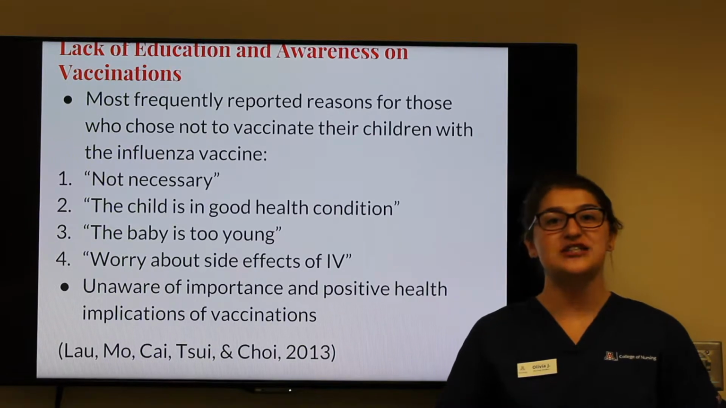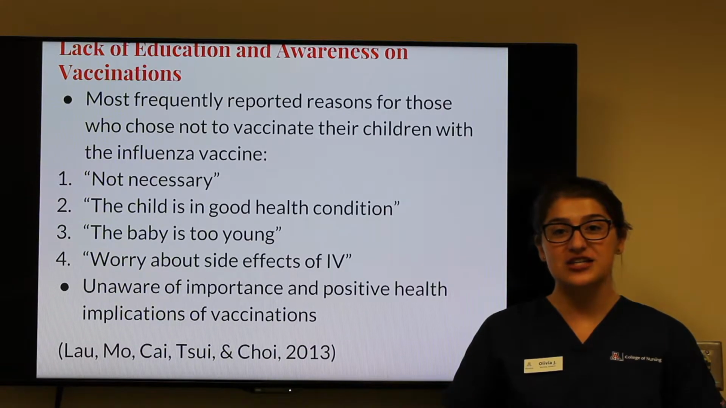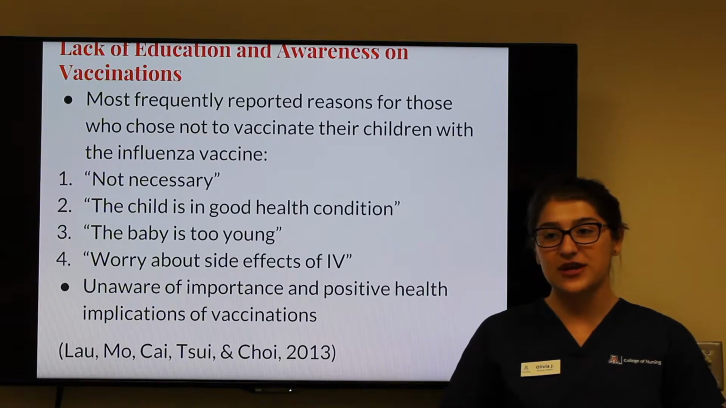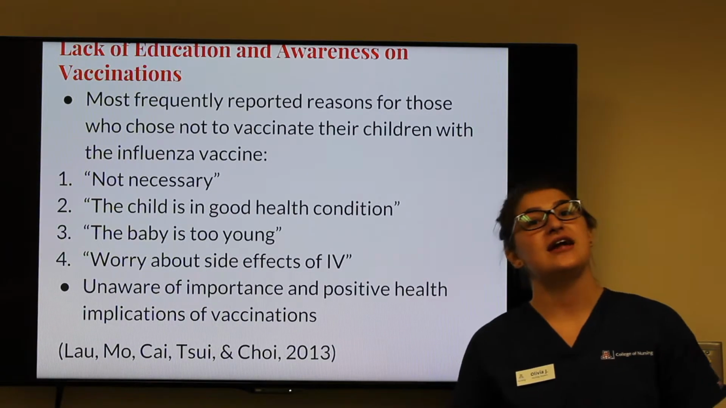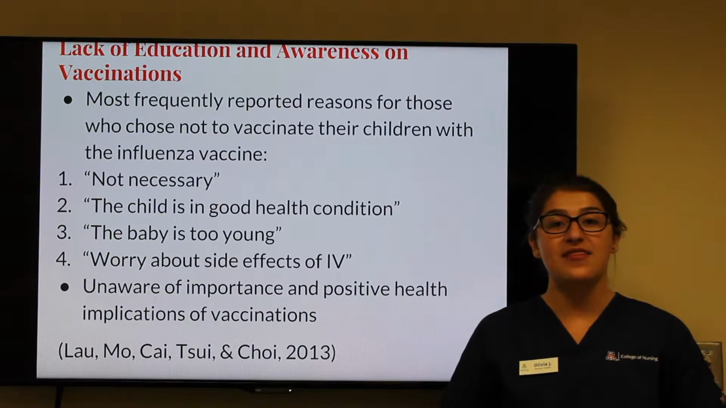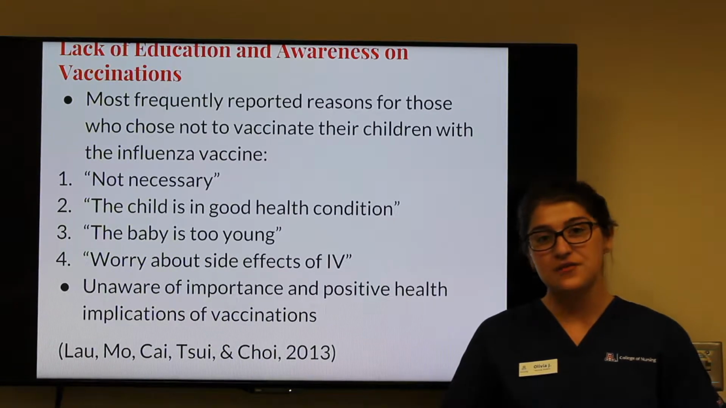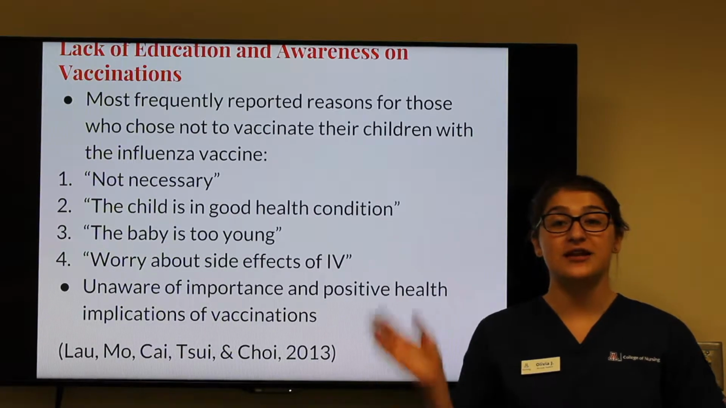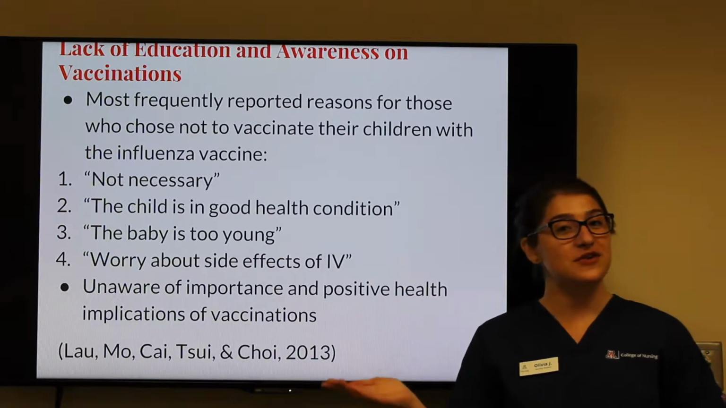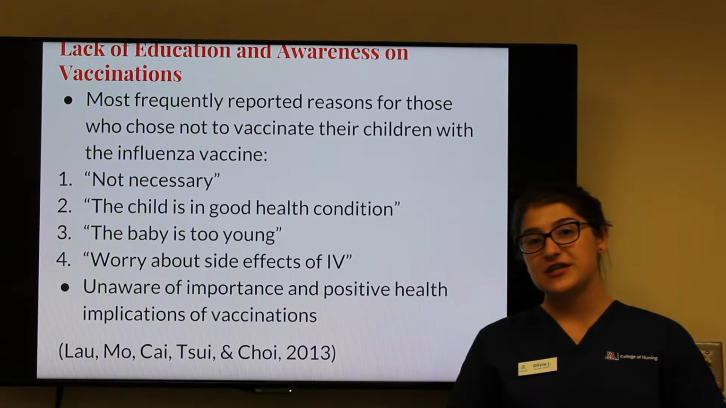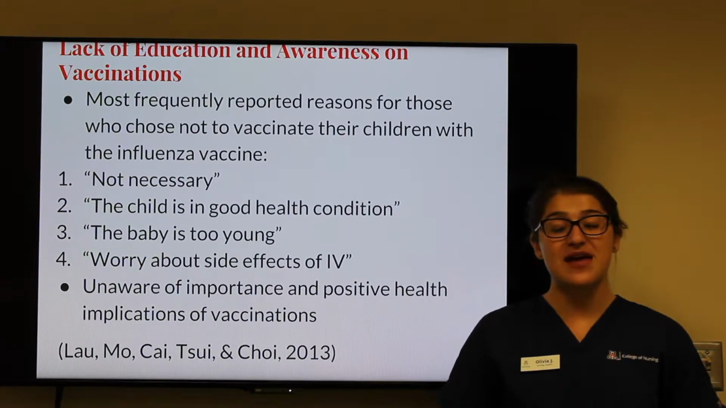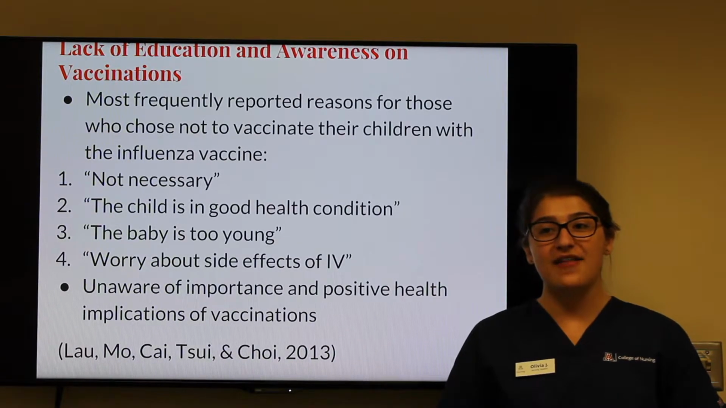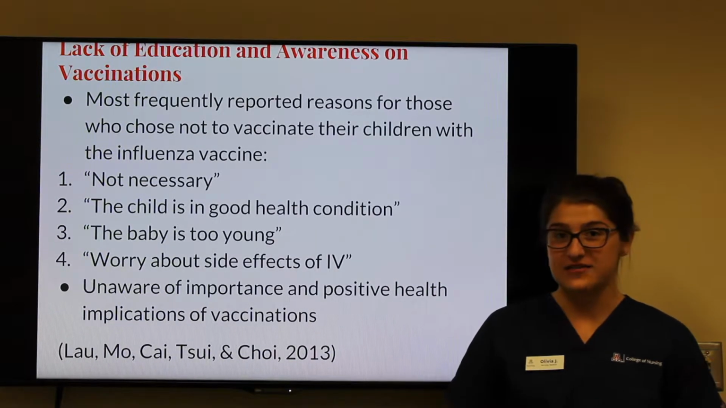So looking at the first factor, which is a parent's lack of education and awareness on vaccinations, there was a study done looking at parents of 6 to 23-month-olds and looking at whether they decided to vaccinate their children or not, and then deciding what were the factors in that decision. And so in particular this part of the study, they looked at the parents who decided not to vaccinate their children and asked them some of the reasons why. And the foremost reported reasons were that the vaccines weren't necessary, the baby's too young, that the child is already in good healthy condition, and that they were worried about the side effects of the influenza vaccine.